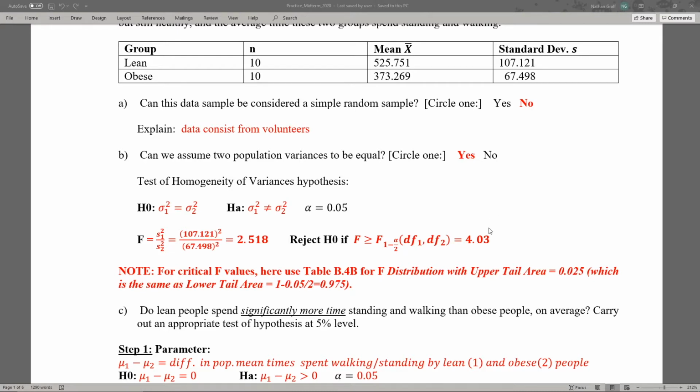So therefore our decision rule is that if our test statistic is greater than or equal to 4.03, we reject the null hypothesis. With that, we can conclude that the population variances are in fact equal because our test statistic is below the derived critical value. And with that, we're going to move on to the next question.